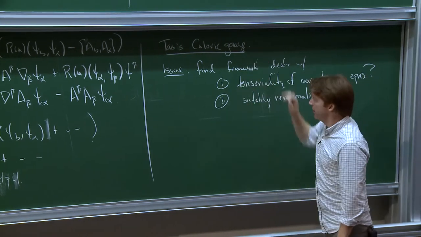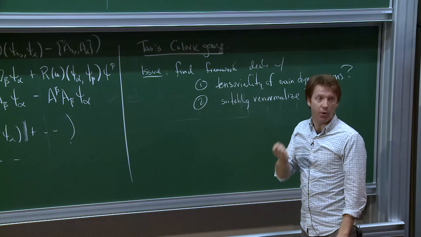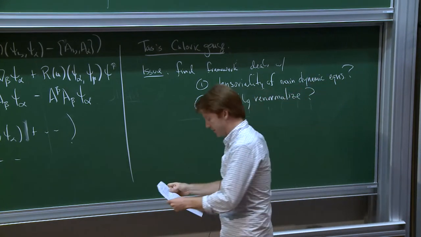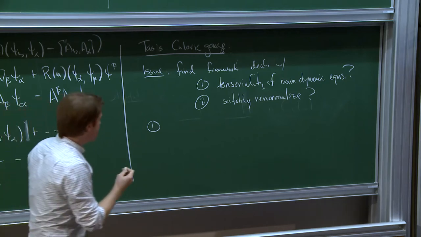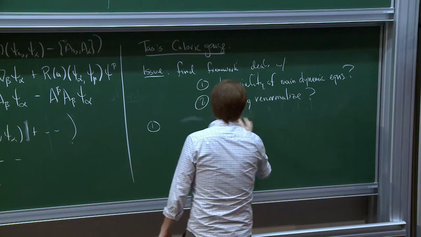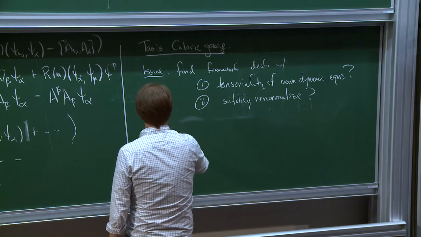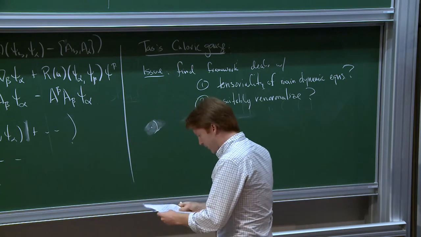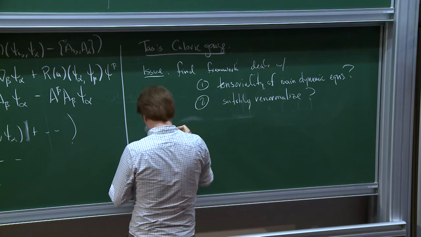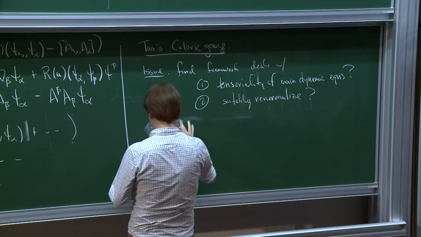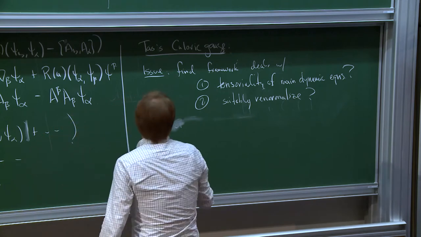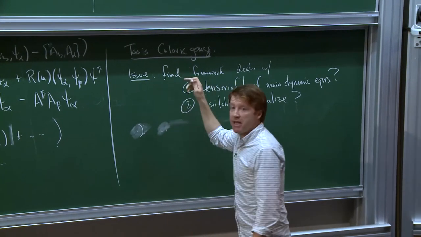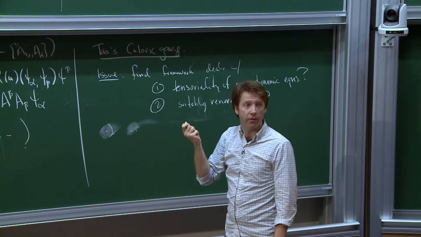Okay, and so Tao's caloric gauge will do both of these things for us. So how does this work? It's a really beautiful idea, and it's miraculously simple. So it's based on the harmonic map heat flow for our wave map U.